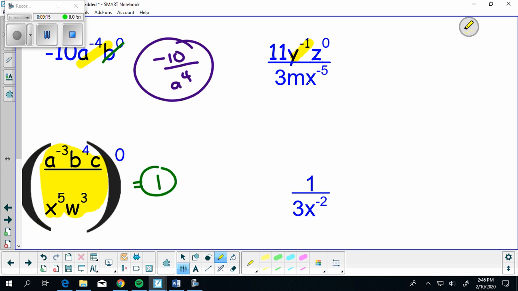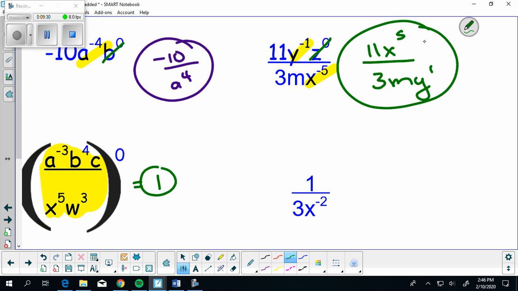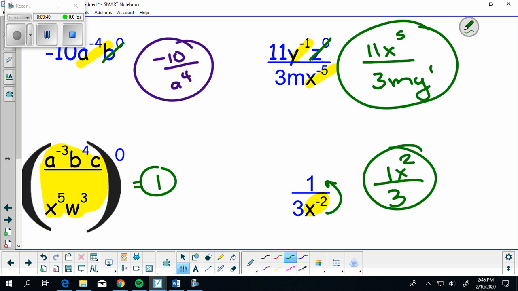Here I've got a bunch of them. Y to the negative 1 and x to the negative 5 are unhappy. And x to the 0 is just 1, so I can just get rid of it. So 11, 3, and m stay where they are. X to the 5th goes to the top, and y to the 1st goes to the bottom to make them happy. And then my very last one is right here. The 1 and the 3 are perfectly fine where they are. And x to the negative 2 is going up top. And this is my final answer there.